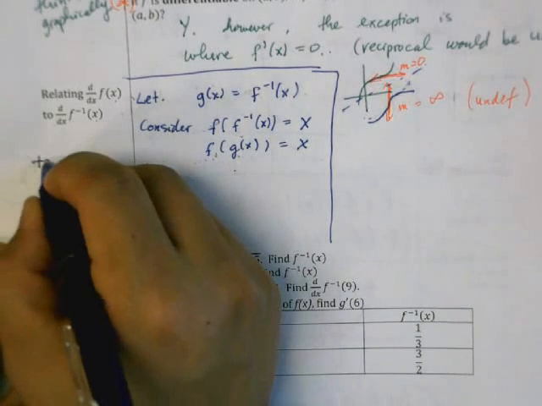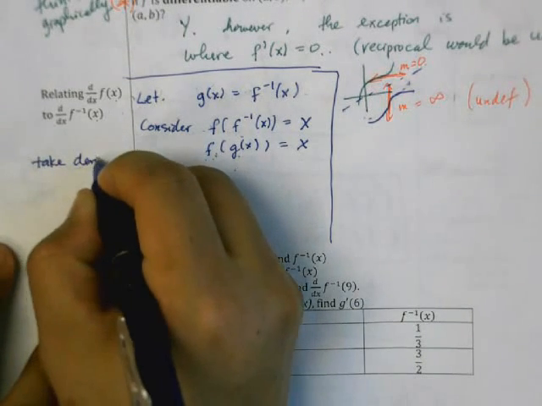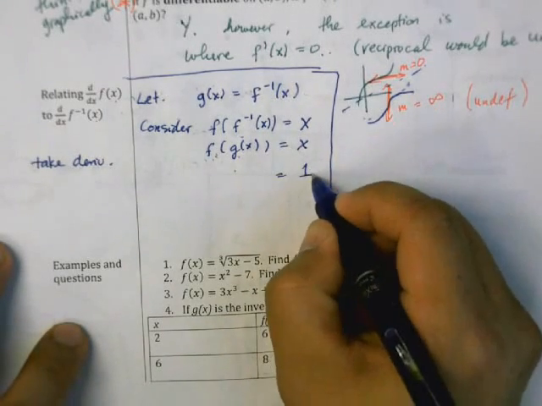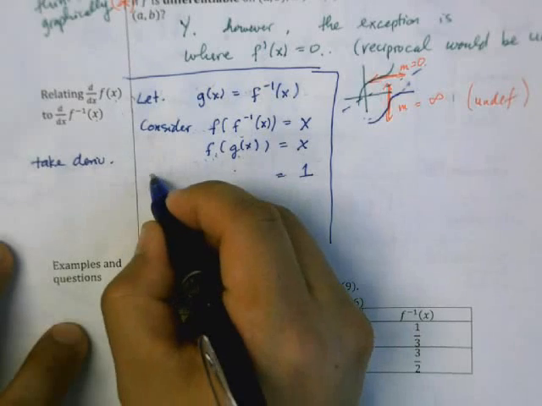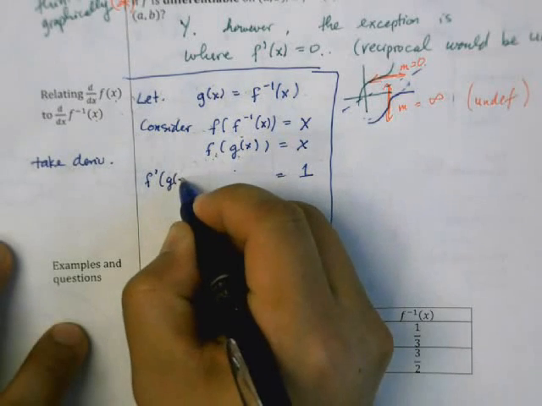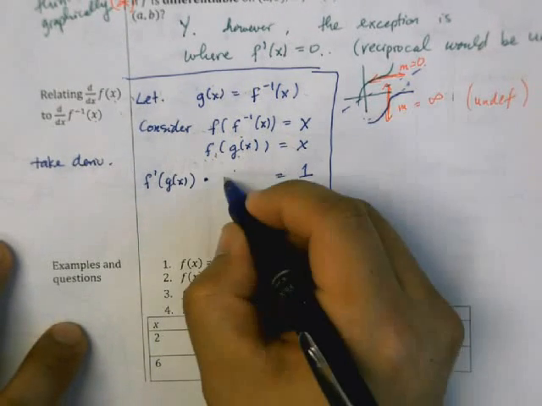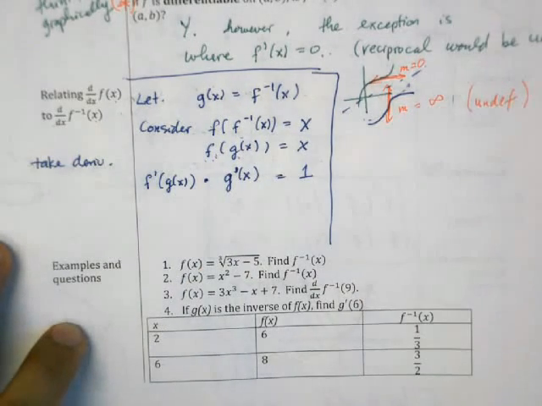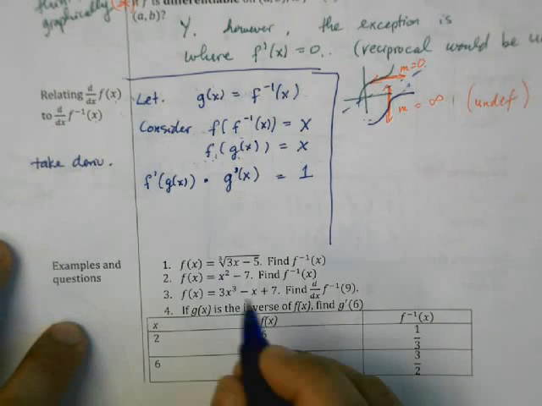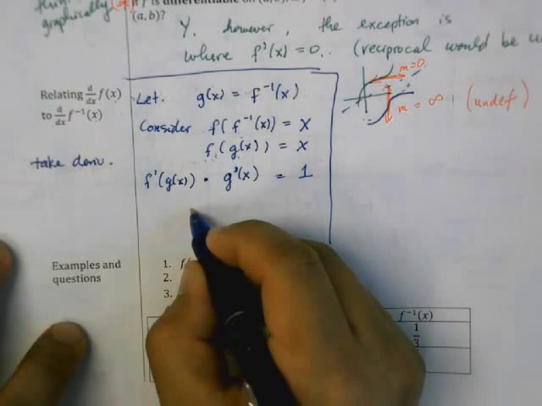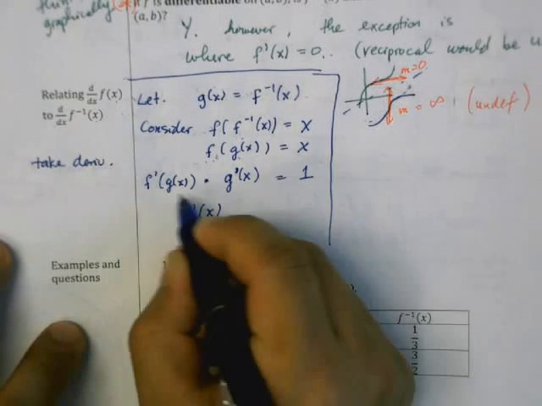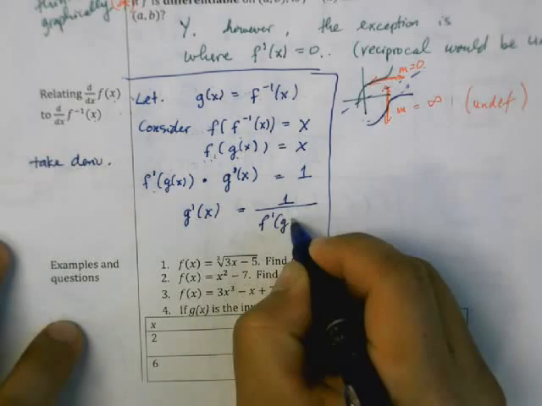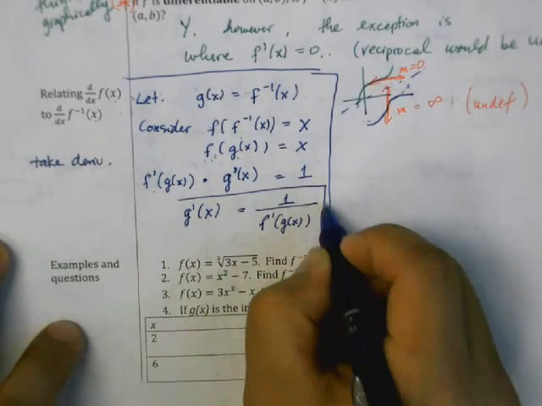And now let's take the derivative and see what we can find about this. So on the right side, that's just 1. On the left side, it's f prime with respect to g of x times g prime of x. Okay. Then we will divide both sides by this quantity here, and we get that 1 over f prime with respect to g of x is equal to g prime.